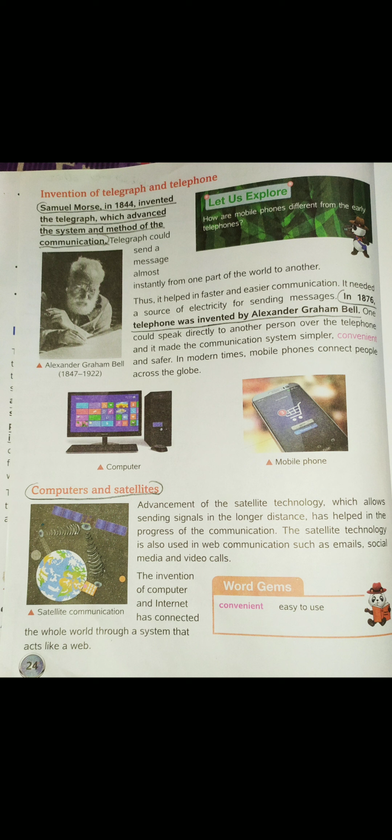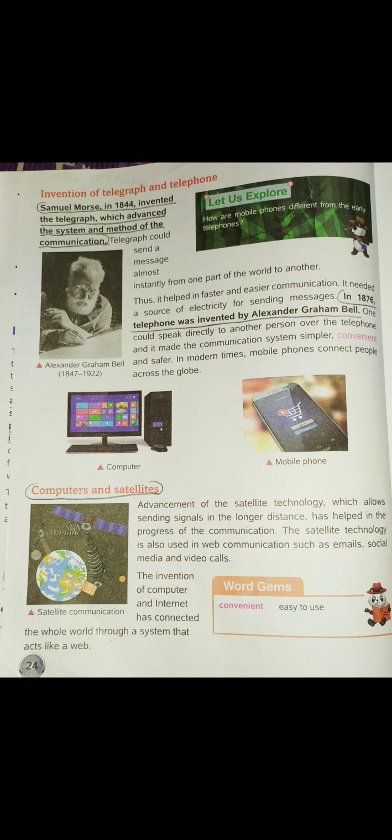In 1876, the telephone was invented by Alexander Graham Bell. This was the most successful pillar of communication. One could speak directly to another person over the telephone, and it made the communication system simpler, more convenient, and safer.